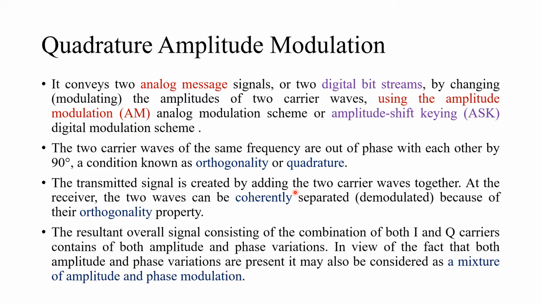And as we know, in the modulation of two carriers, there will be a change in amplitude and phase of the resultant signal. So we can say that this is a mixture of amplitude and phase modulation. Now let's take a look at the modulator and demodulators used for QAM transmission and reception.